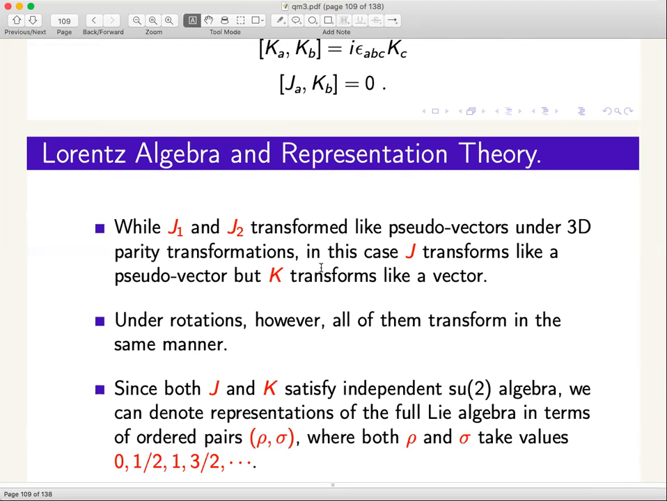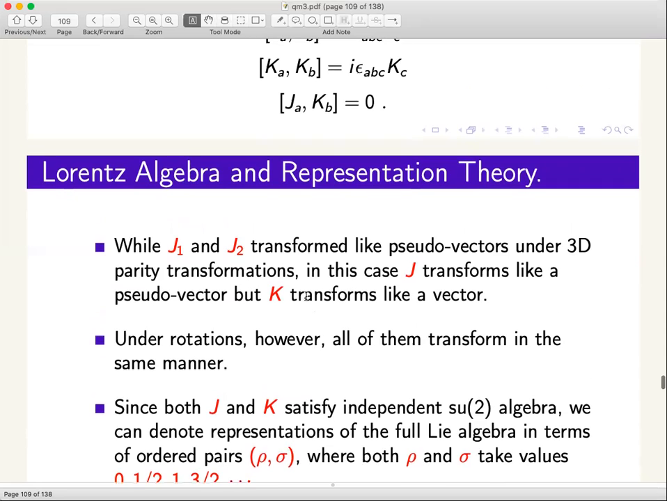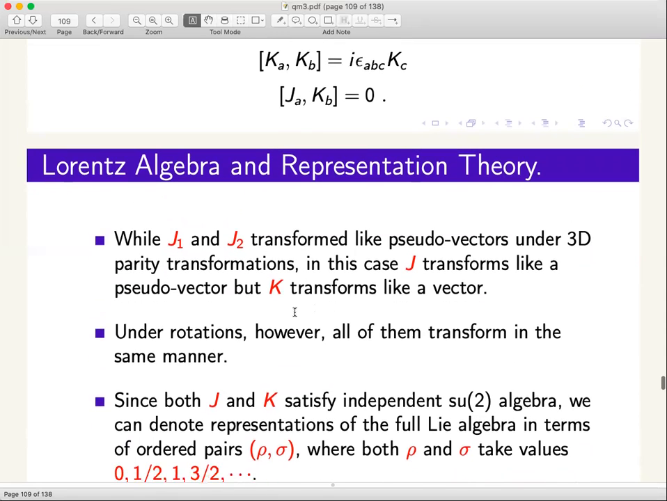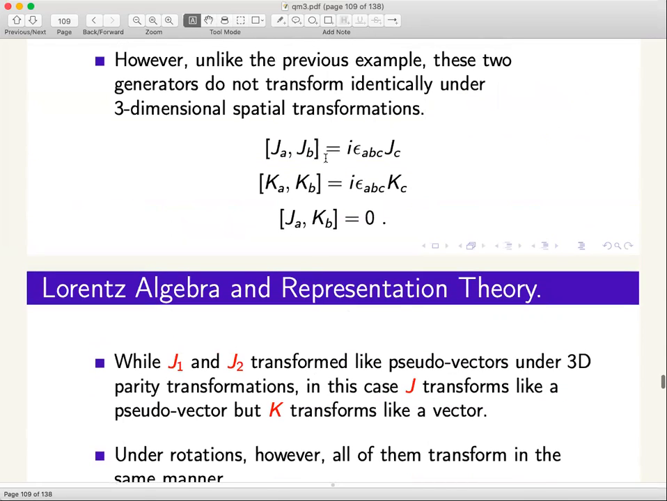So remember, we are doing a three-dimensional parity transformation, and we are saying that J transforms like a pseudo vector, but K transforms like a vector. That means K would flip sign. That they would transform in the same fashion under rotation is part of the statement of the algebra.